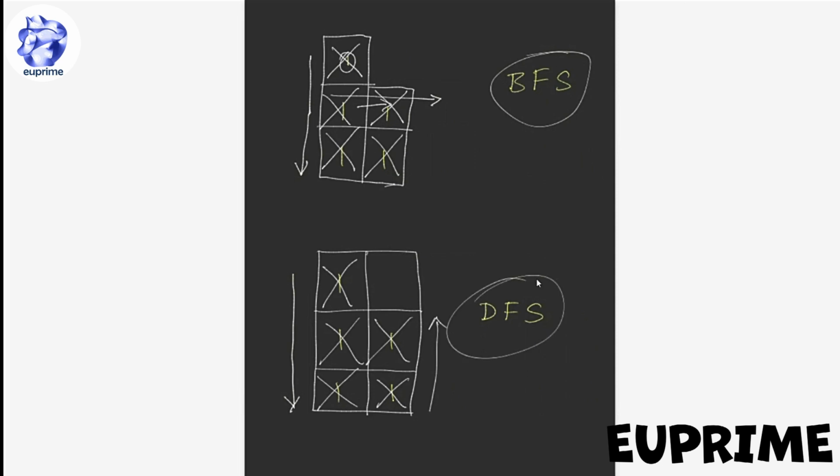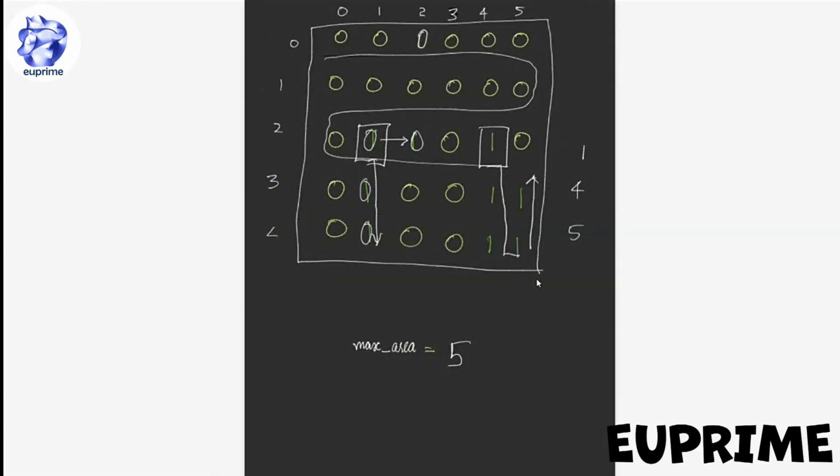So the time complexity of this problem is similar to the number of islands problem, where the time complexity is basically O of M cross N.